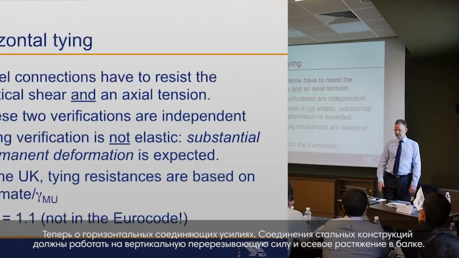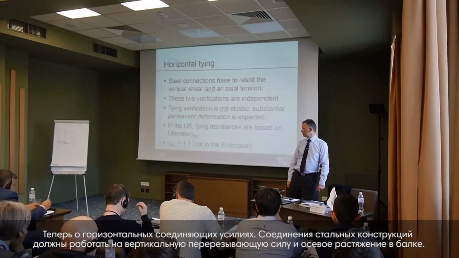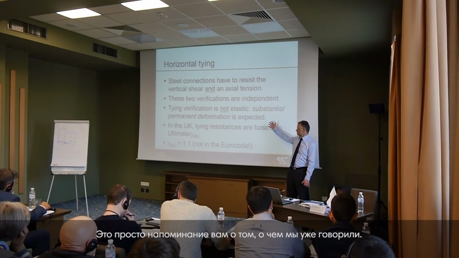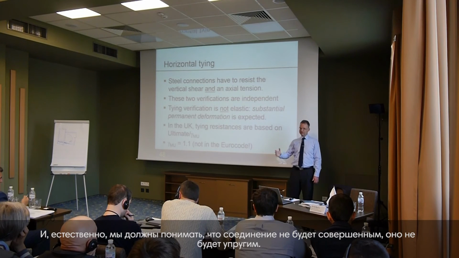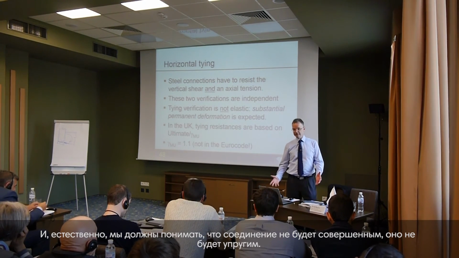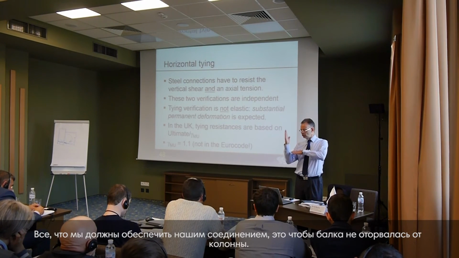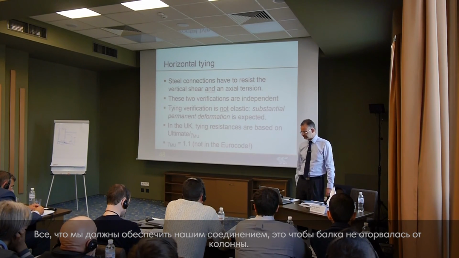Okay, so for horizontal tying, that means our connections have to resist the vertical load and perhaps an axial tension in the beam. And I've said this before, so this is just a reminder, we are expecting the connection to buckle. It will not be perfect. It will be bent. All we're trying to do is to make sure that we are holding the beam to the column. It does not blow off.